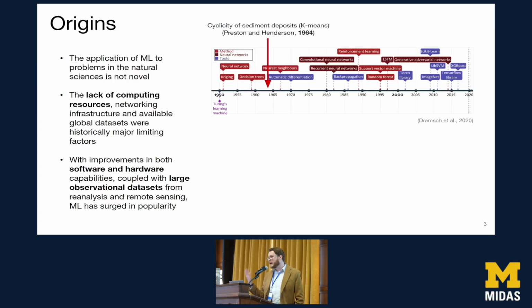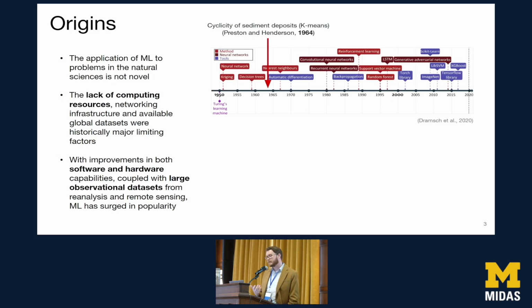We had a great talk just now looking at the history of a lot of machine learning and AI. I hope my graph goes back far enough here. The earliest reference I could find for using machine learning in my area was this K-means paper back in 1964 by Preston and Henderson, looking at the cyclicity of sediment deposits, which was very interesting. But this just goes to show that a lot of this work that I've been doing is not novel. These approaches have been around for a very long time. It's just thinking about new ways to interrogate the data and how we can use it with these very rich new data sets that have come along.